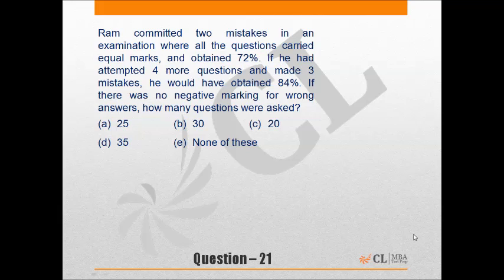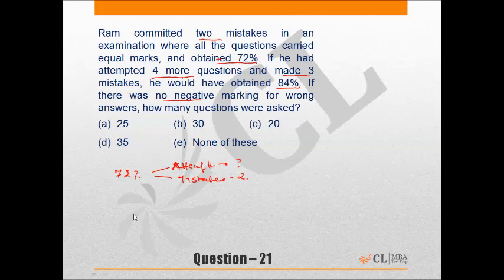Question 21. Ram committed 2 mistakes in an examination where all questions carried equal marks and obtained 72%. If he attempted 4 more questions and made 3 mistakes, he would have obtained 84%. If there was no negative marking for wrong answers, how many questions were asked? Ram committed 2 mistakes and got 72% marks. Originally he had got 72% marks, in which how many he attempted, we don't know. But his mistakes, we know he made 2 mistakes.